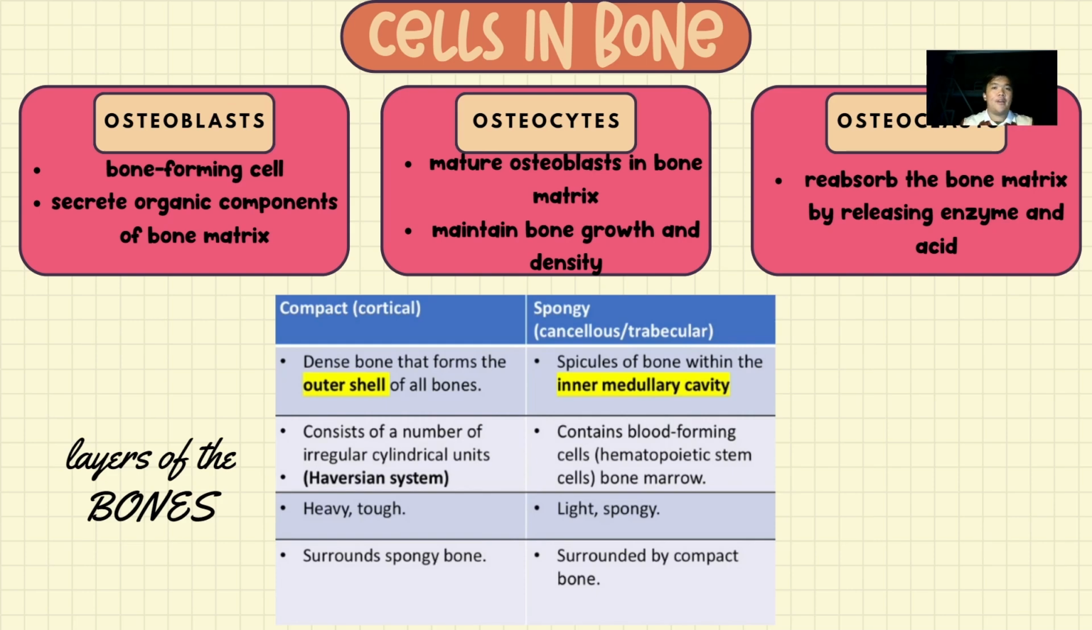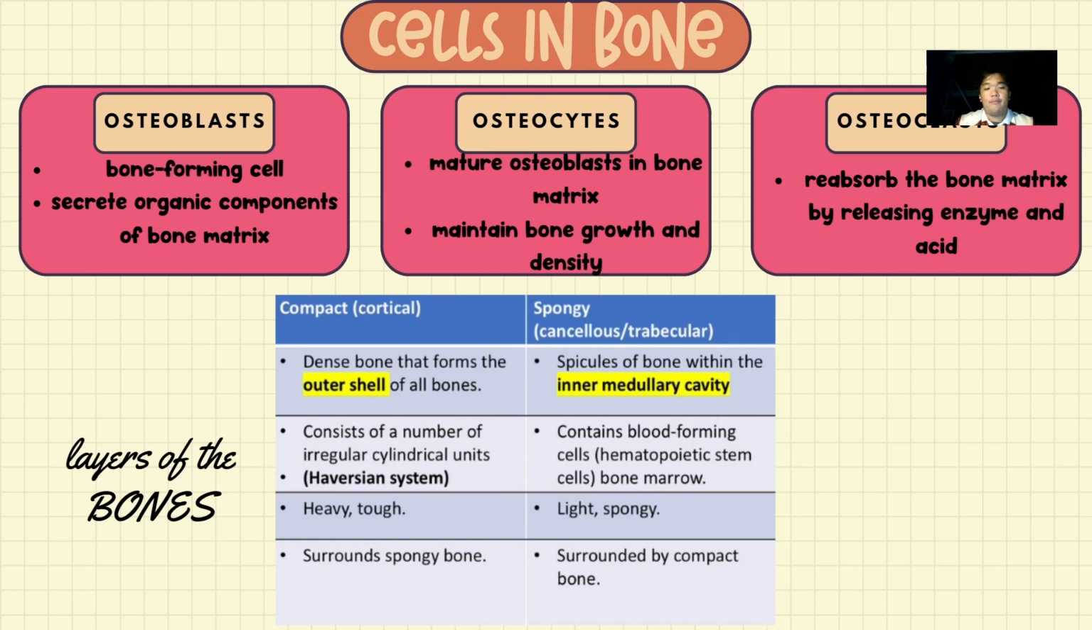So there are three types of cells in our bone, which are osteoblasts, osteocytes, and osteoclasts. First of all is the osteoblast. Osteoblasts are bone-forming cells that secrete the organic components of the bone matrix. So osteoblasts are like stem cells for the bone, and osteocytes are the mature osteoblasts in the bone matrix, and they maintain bone growth and density. And lastly, the osteoclast is known as a bone eater, where it reabsorbs the bone matrix by releasing enzymes and acids.